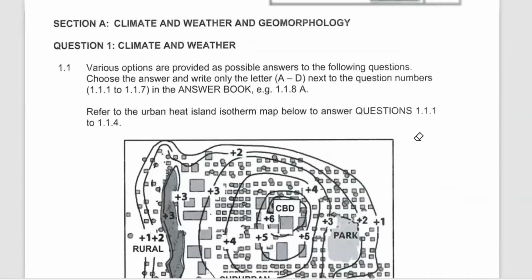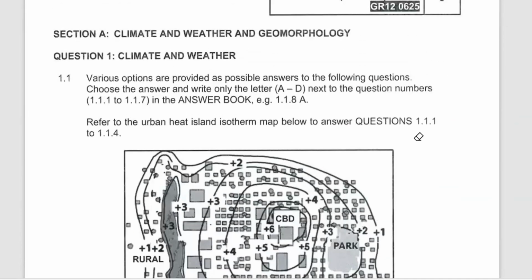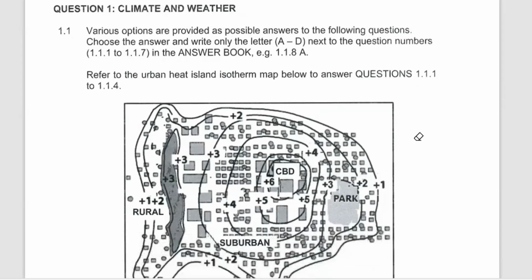Right, as you know, our paper is made up of 3 basic questions. Question number 1 is based on the topic climate and weather. Question number 2, on theory, is based on geomorphology, which is our fluvial geomorphology, the study of rivers. Then question number 3, as usual, is geographical techniques, which is our map work. So we're going to start with the first question, question number 1 on climate and weather.